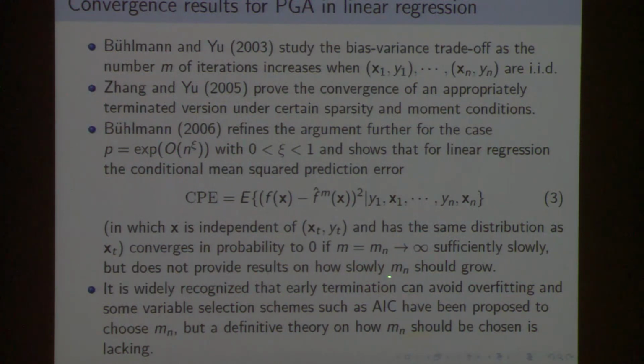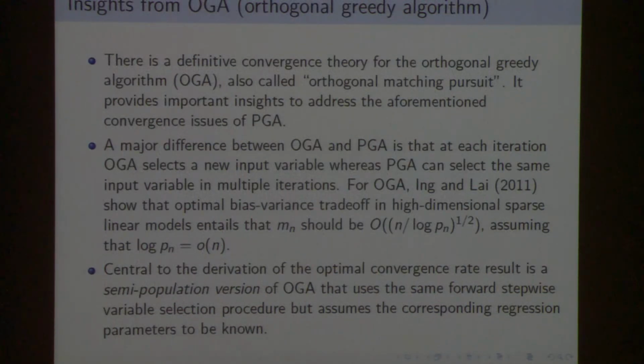But the result does not provide how slowly m_n should grow. It's widely recognized that early termination can avoid overfitting, and some variable selection schemes such as AIC have been proposed to choose m_n in practice, but a definitive theory of how m_n should be chosen is lacking. So that's what prompted me to look at this problem.